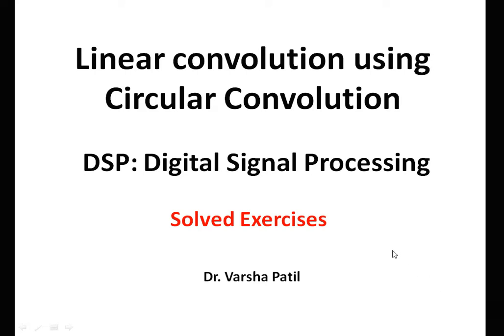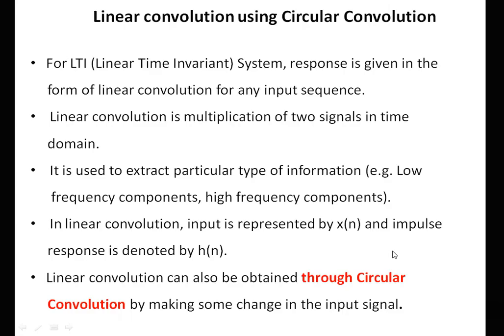The topic is linear convolution using circular convolution. For a linear time invariant system, the response is given in the form of linear convolution for any input sequence. Linear convolution is nothing but multiplication of two signals in the time domain. It is used to extract a particular type of information, like low frequency component or high frequency component, from the signal. In linear convolution, the input is represented by x of n and the impulse response is denoted by h of n.